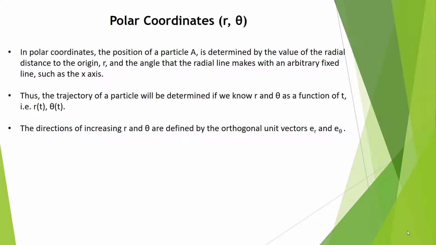So let me first draw the XY lines, then I'll mark a point A. In the Cartesian coordinate system, you can mention this as A (X, Y). So how will we define this point A in a polar coordinate system? We need the radius R. Let me tell you that this is the centroid, the origin (0, 0).